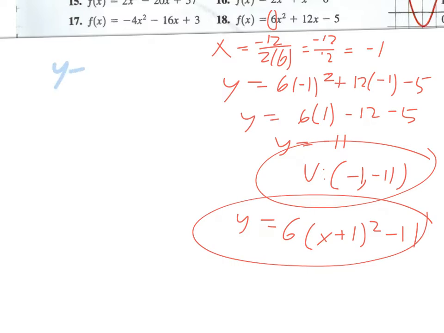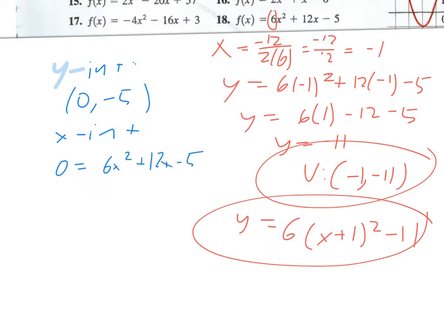All right, next up, we got to find our intercept. So for the y-intercept, we can just go ahead and look at our c value. So it'll be 0 comma negative 5. Our x-intercepts, we need to plug in 0 for y, and we need to solve that. So I'm going to go ahead and try to factor this. So I'm going to think of two numbers that multiply to negative 30 and add to 12.